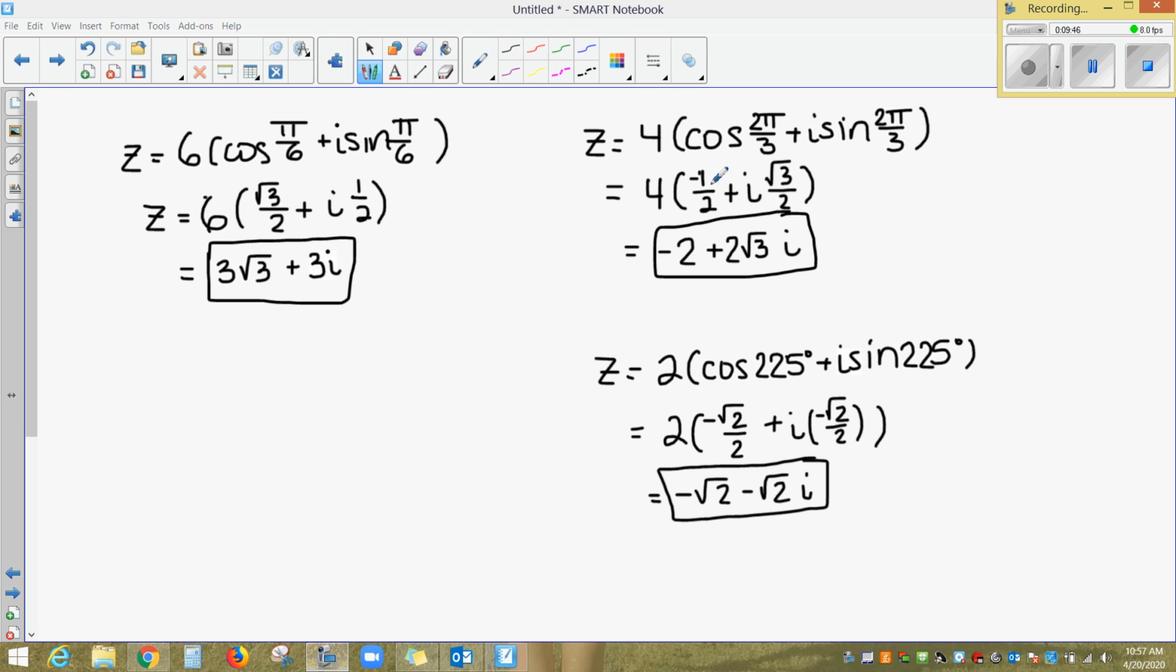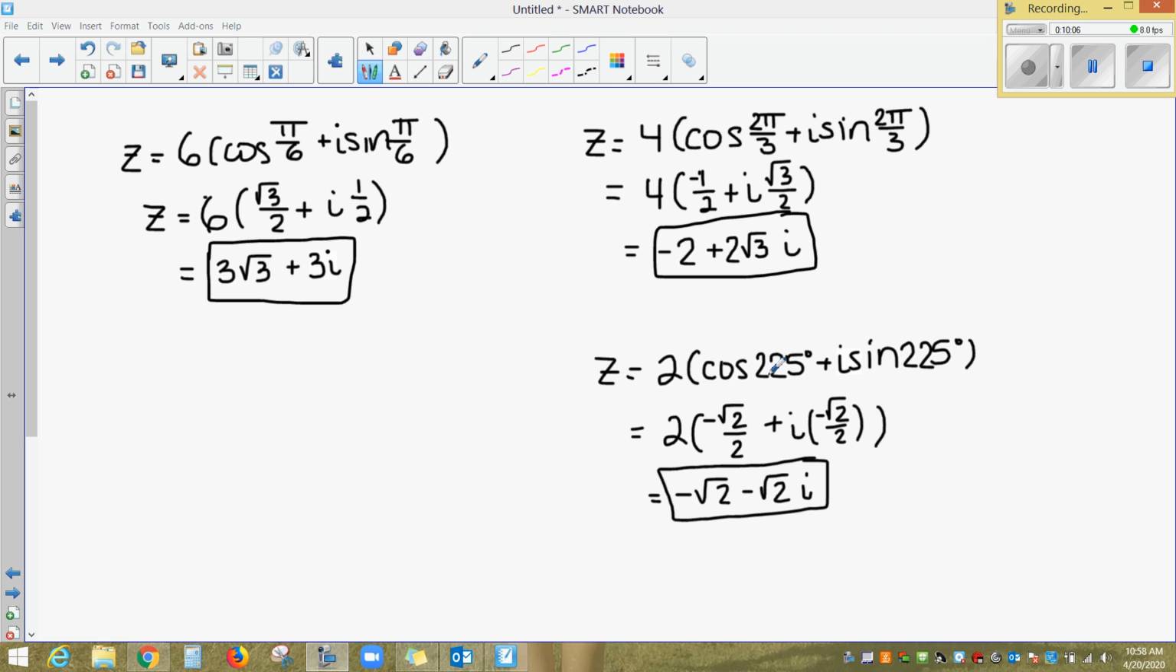Cosine of 2 pi over 3 is negative 1/2, and the sine is positive square root of 3 over 2. And when we distribute, we're here. Okay, 2 pi over 3 is an angle in the second quadrant, so you should always double check right here to make sure you have your signs right. Left 2 and up a little bit, that would be a second quadrant vector.